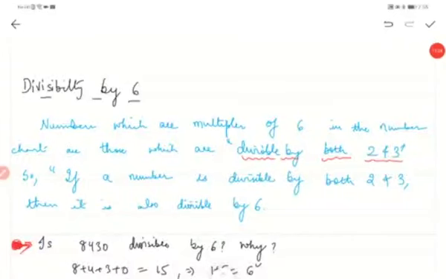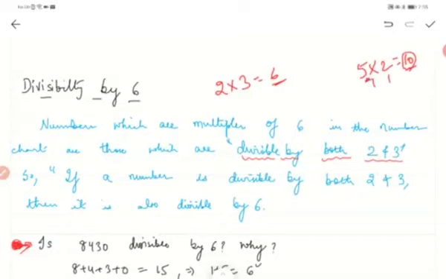When you come to 6, see, 6 has factors 2 and 3, isn't it? 2 cross 3. For 10, what we had seen, 10 has factors 5 and 2, right? So 5 twos are 10, like this, 3 twos are 6. So for 10 the factors were 5 and 2, so any number which is divisible by 10 is divisible by both 5 and 2. The same case you can see for 6.